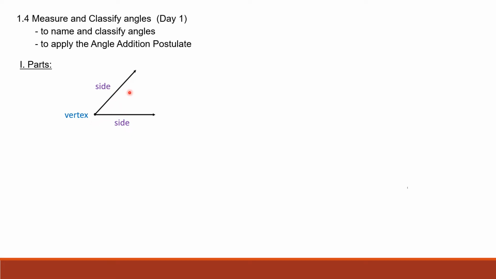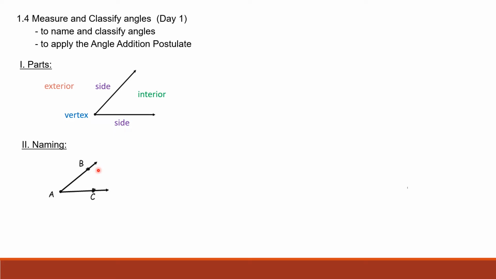Between the two sides, this area all in here, and remember it would continue to expand out here because the rays would continue to expand. All of this in here is called the interior of the angle, while everything out here, outside the two sides, is called the exterior.